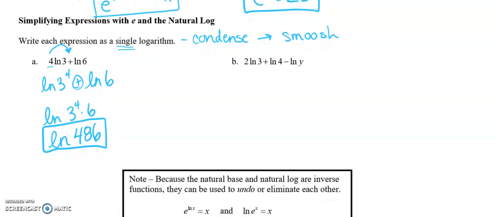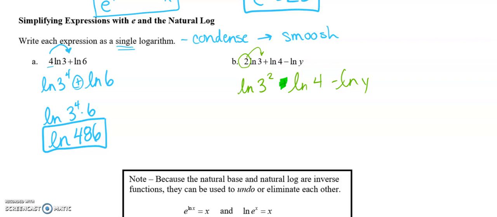All right, let's look at number B. Again, we've got a coefficient out front. Where does that belong? It came from the exponent. So that gives us the natural log of 3 to the 2nd plus the natural log of 4 minus the natural log of y. So we've got some addition here.